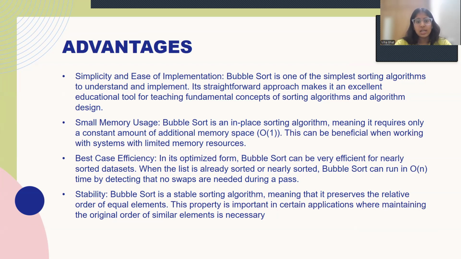Best case efficiency. In its optimized form, bubble sort can be very efficient for nearly sorted datasets. When the list is already sorted or nearly sorted, bubble sort can run in O(n) time by detecting that no swaps are needed during a pass. Stability. Bubble sort is a stable sorting algorithm, meaning that it preserves the relative order of equal elements. This property is important in certain applications for maintaining the original order of similar elements if necessary.